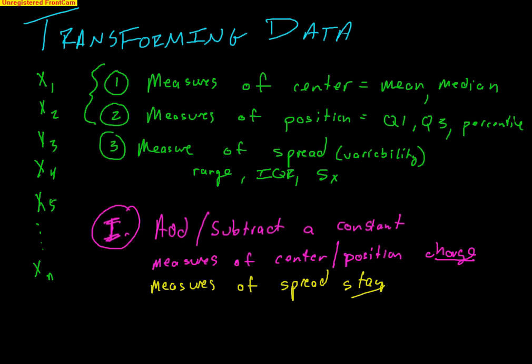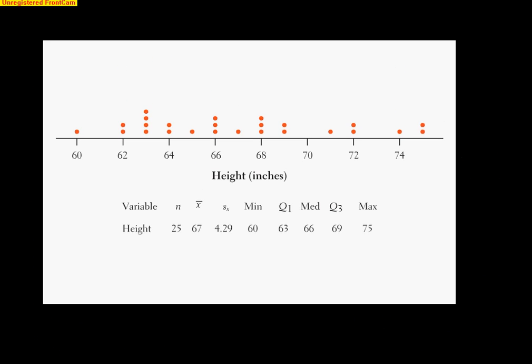Now I'm going to use a little example here to kind of prove this to you. Here's data of a bunch of heights of high school students, and here's some particular statistics on this sample. Now, if I were to say, oh, you know what, I messed up on the counting, I have to add 2 inches to everybody's height. Imagine all of those dots just shift up to the right 2 inches.